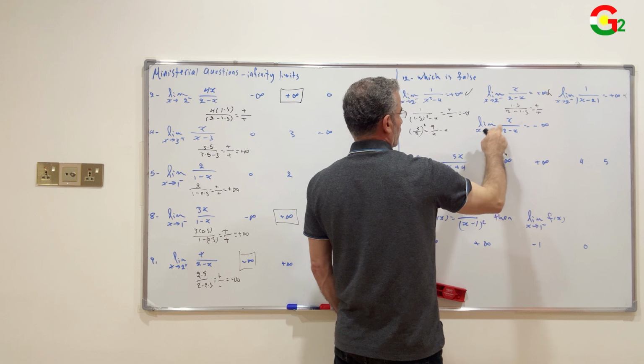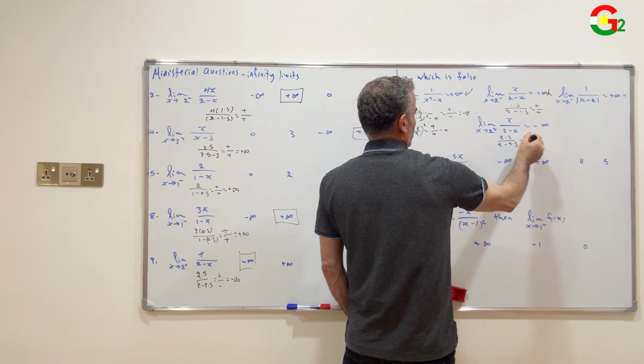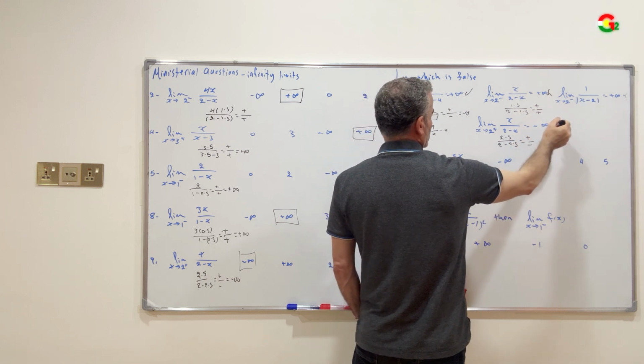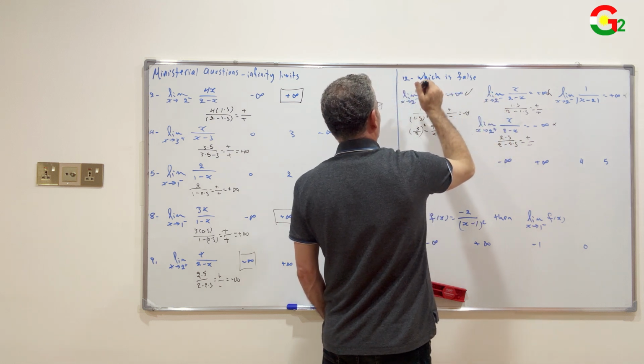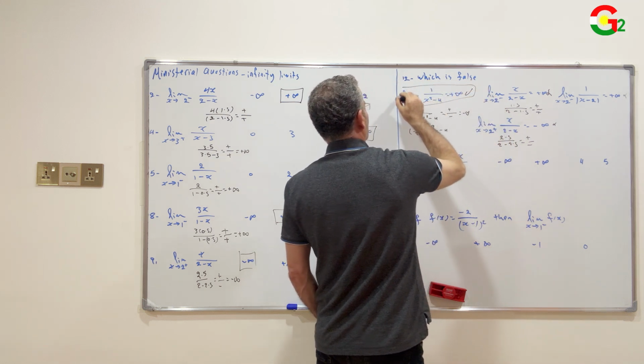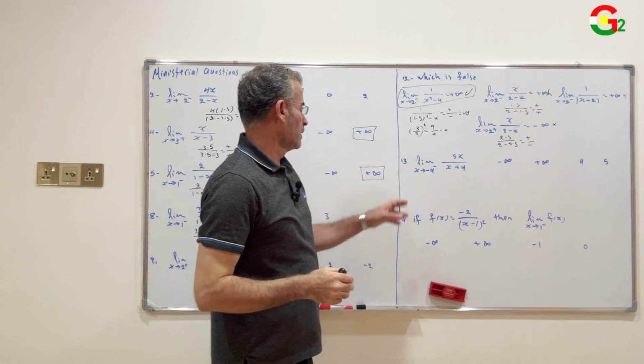Let us check the last one. X approaches 2 from right. Substitute x with 2.5. 2 minus 2.5 equals positive over negative, which gives positive infinity. Also, this is not the right choice. The right choice is A. This statement is false.